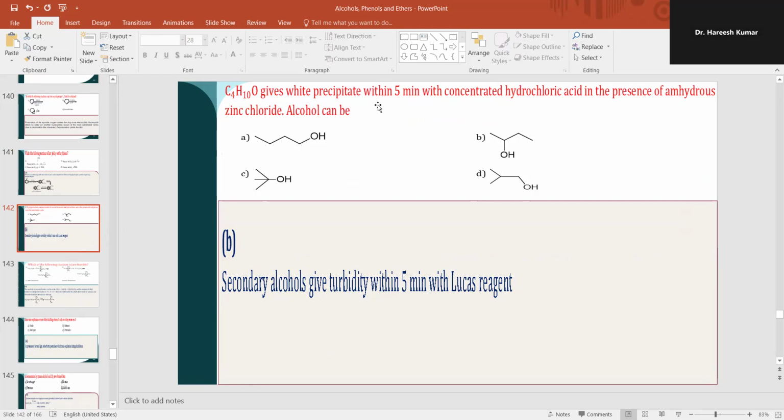C4H10O will give you the white precipitate. So this C4H10O, nothing but all these possible structures, but secondary alcohol will give you the white precipitate within 5 minutes. This is nothing but a Lucas reagent.